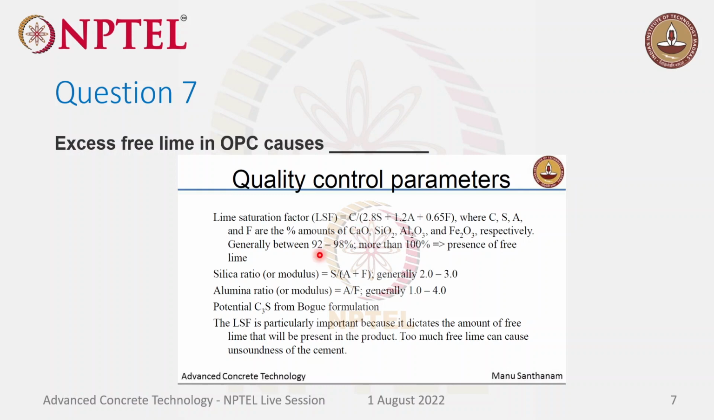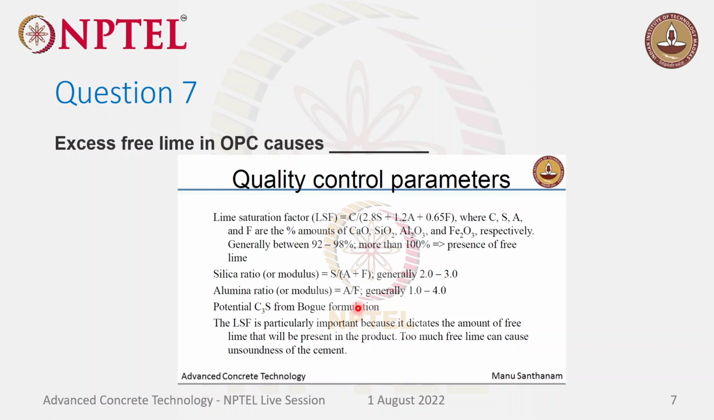It should mostly lie in the range of 93 to 98 percent for OPC. If it is 100 percent or more, it indicates the presence of free lime in the system. Similarly, we have other factors like silica ratio or silica modulus and alumina modulus. But the factor used to measure the excess free lime is the lime saturation factor. If it is more than 100 percent, there is free lime.